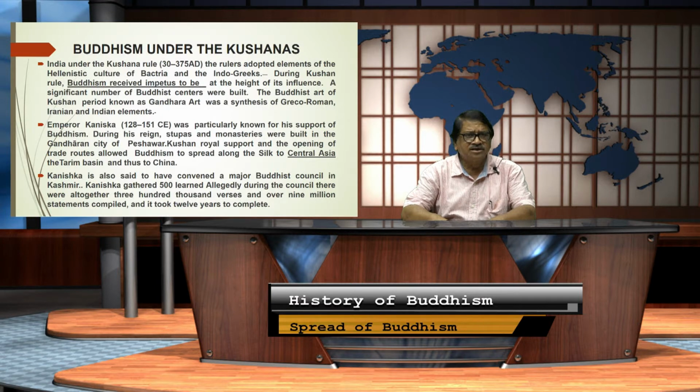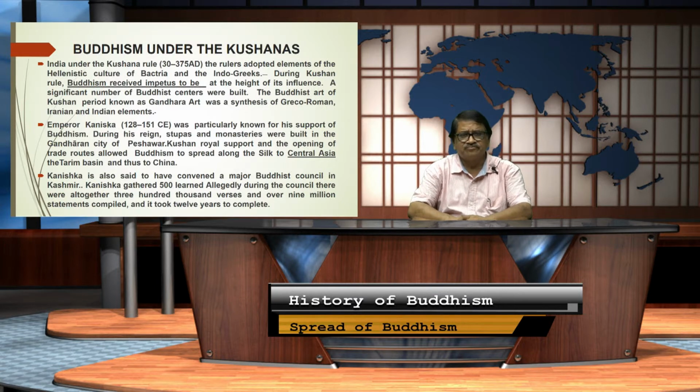The Buddhist art of the Kushana period, also known as Gandhara art, was a synthesis of Greco-Roman, Iranian and Indian elements. Because if we study the art forms which we get today, we find there is a combination or a synthesis of different forms, the Greco-Roman forms, the Iranian forms and the Indian forms mixed together, that made a different kind of art form known as Gandhara art.